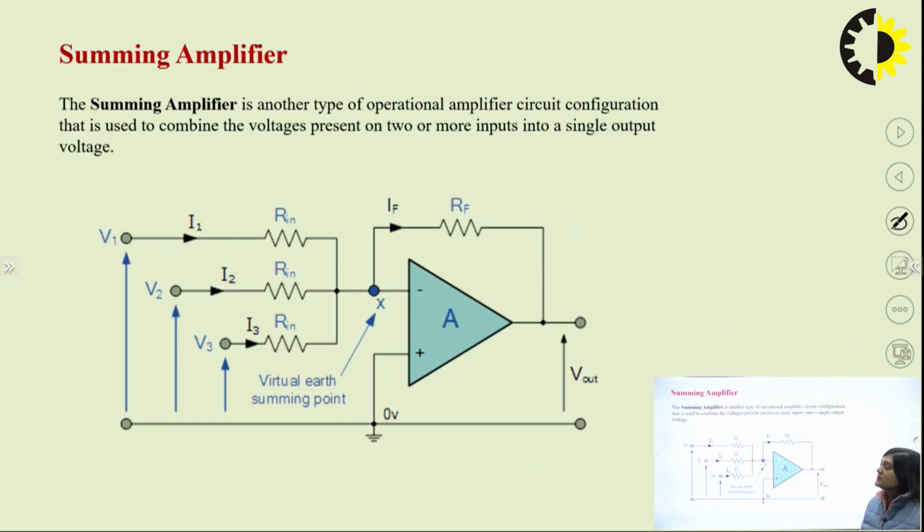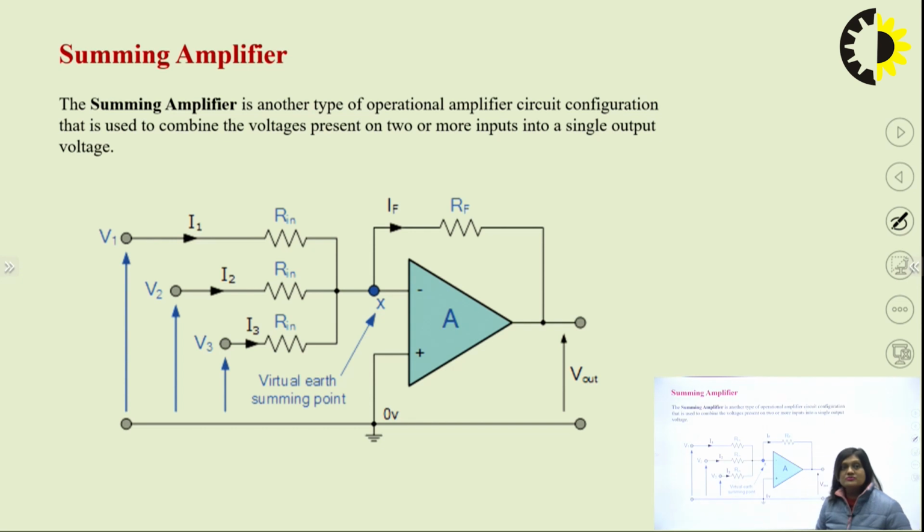After that, summing amplifier is there. In the summing amplifier, we can see at the negative terminal we have connected different resistances, and the input voltages are V1, V2 and V3, and the non-inverting terminal is grounded. Basically the summing amplifier is used to add up the different input voltages. Here the different voltages are V1, V2, V3.